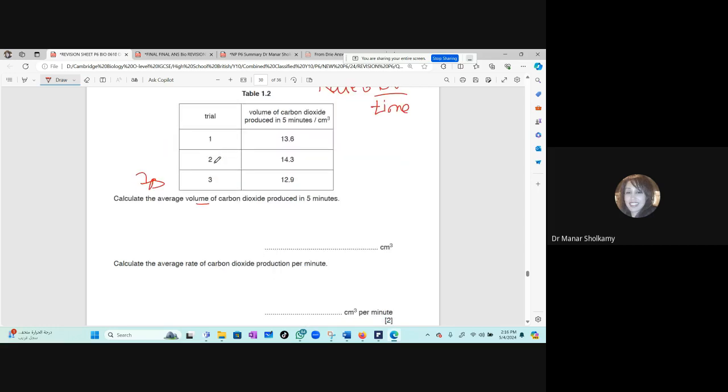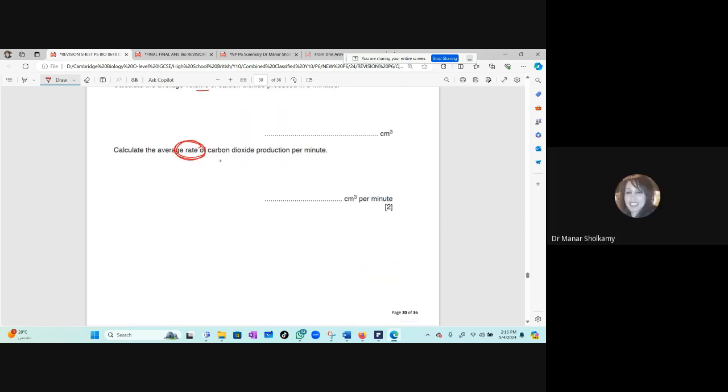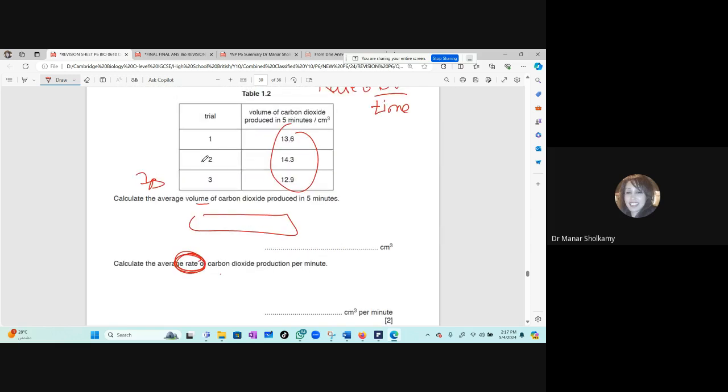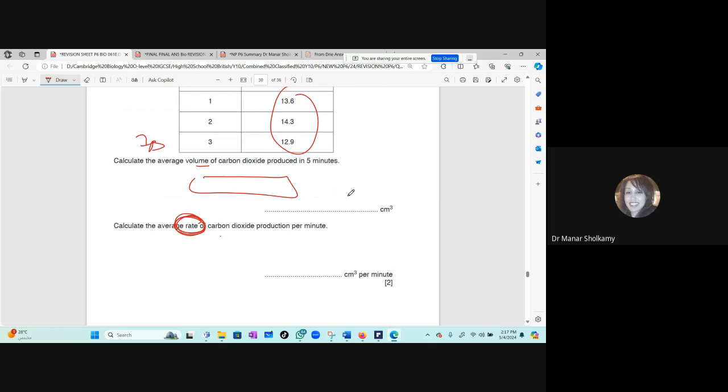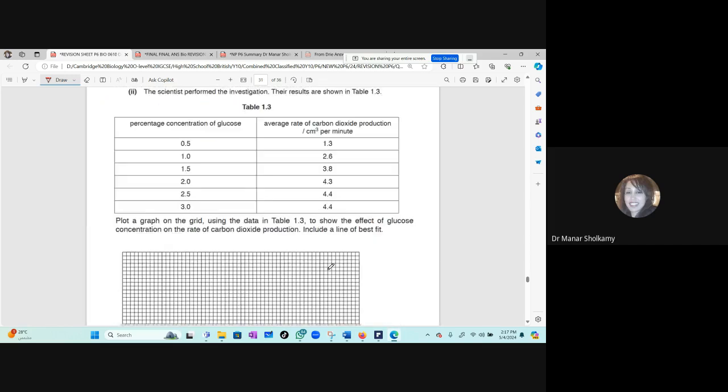Here, what is the average? How do you calculate average? Sum over frequency. Very good. So I'm going to add all those 3 and I will divide by 3. Yes, very good. Calculate the average rate. I got a number here, and this number was the amount of carbon dioxide produced in 5 minutes. I want to divide it by 5. Okay, so don't forget the rate of anything is the dependent variable, whatever you're measuring, over time. Okay, very easy, but you make a lot of mistakes.